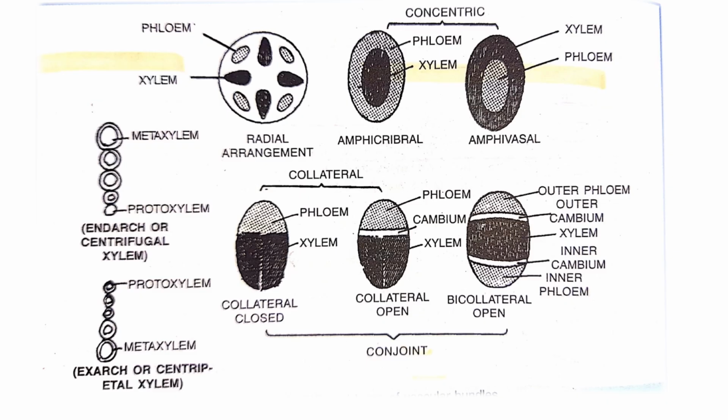Next, the concentric type. What is concentric type of vascular bundle? There are two categories of concentric type of vascular bundle. One is amphicribal, one is amphivasal. Amphicribal, where xylem is present in the middle and phloem around it, and in case of amphivasal, phloem is present in the center and xylem around it. Amphicribal type of vascular bundle is seen in case of ferns, and amphivasal type of vascular bundle is seen in case of Dracaena and Yucca.